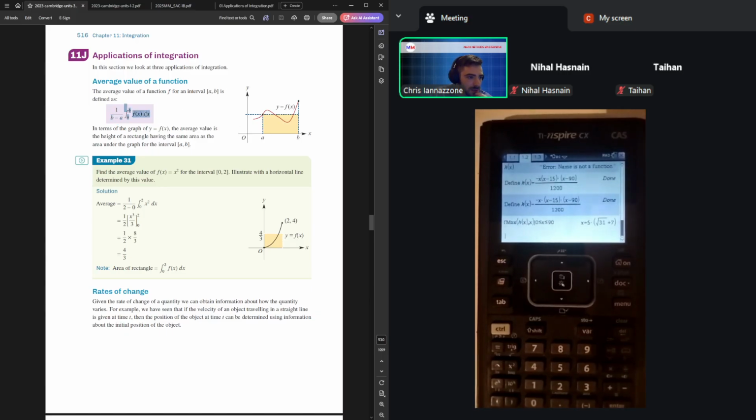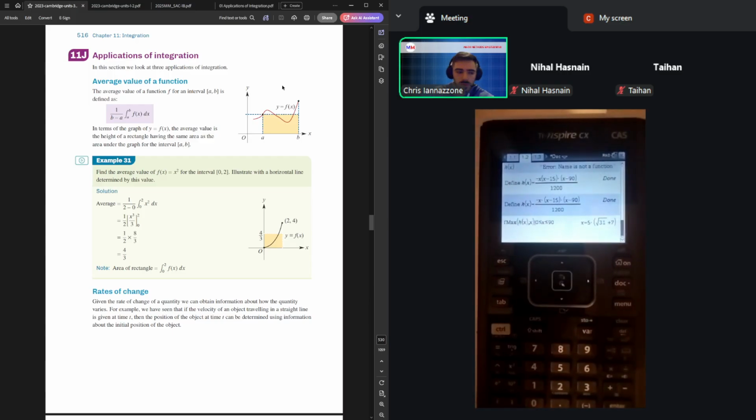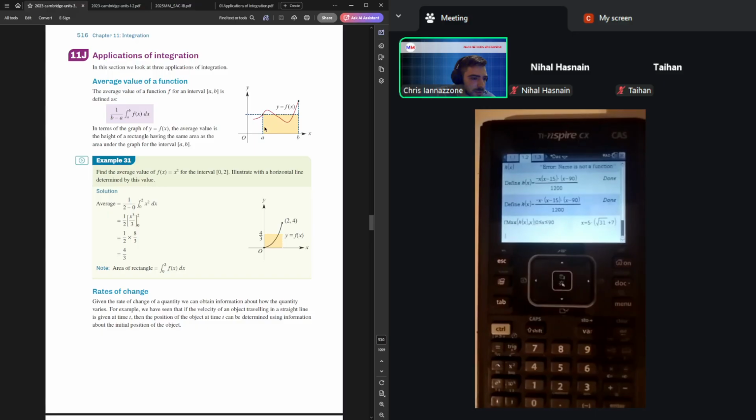You are essentially integrating over some domain and you're dividing by the length of that domain. Doing so for a function gives you the average of that function over the domain. So if you want the average of this red line from A to B, you would integrate from A to B and then divide by the distance from A to B.